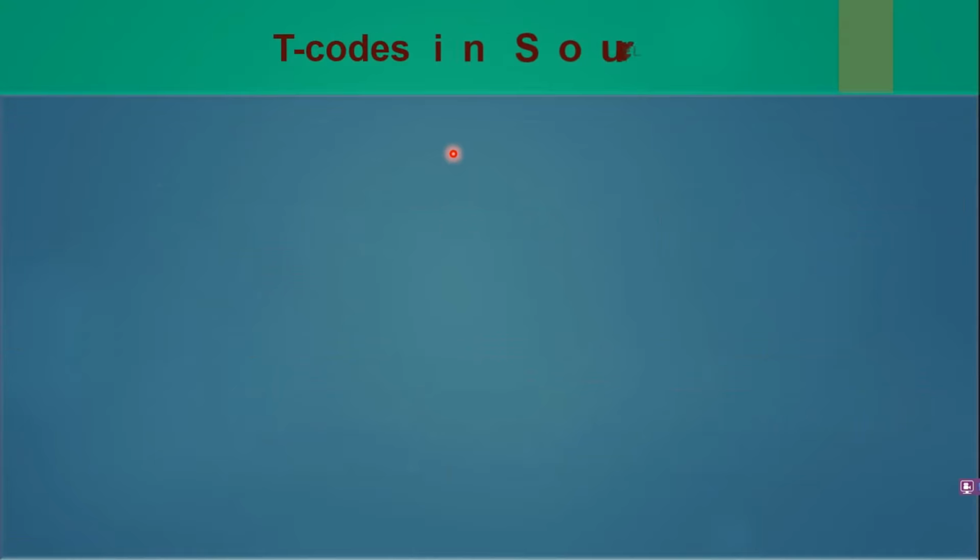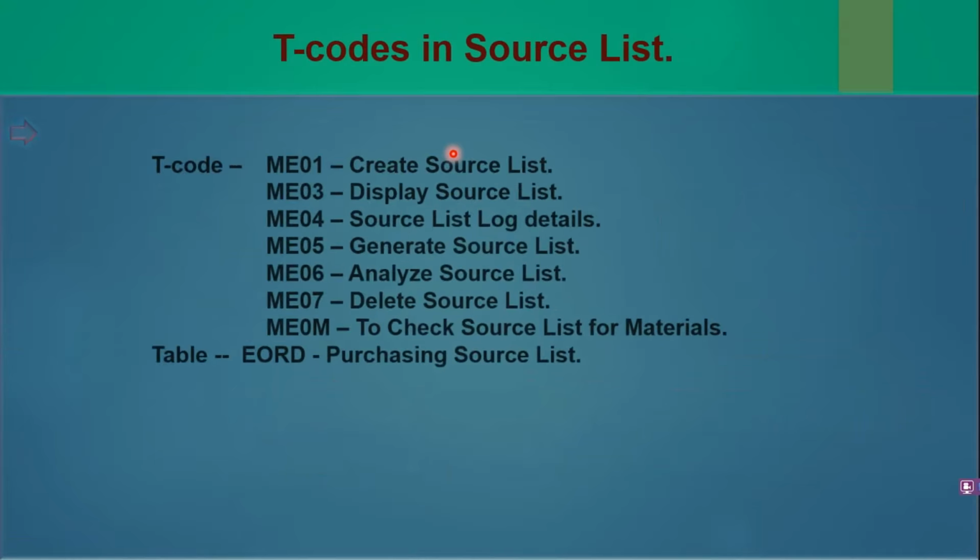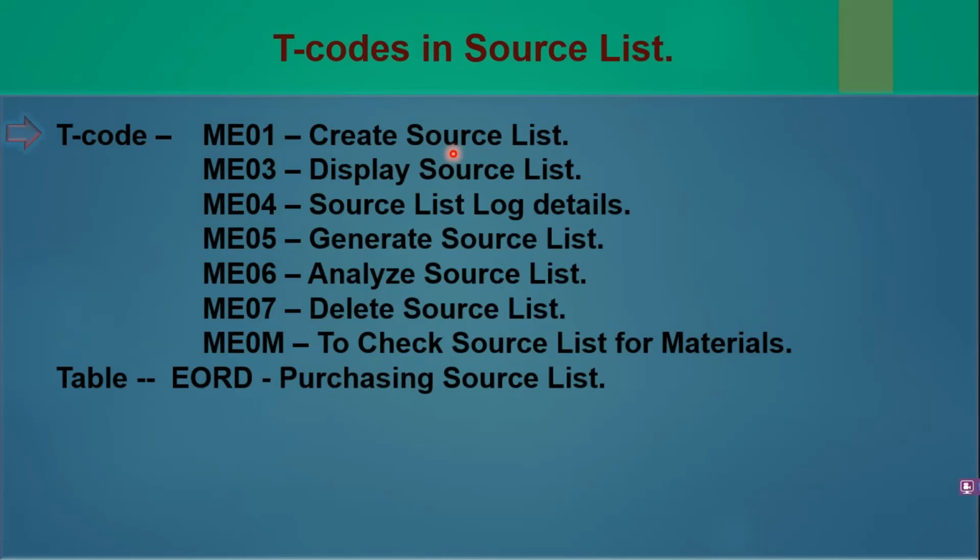Then what are the T codes associated with source list? This is the list of T codes associated with source list. We will see them one by one. Note that there is a T code for source list creation, ME01, but there is no T code ME02 to edit and display, so we can do the same function in ME01 itself. Then ME03 is to display, and these are all the T codes, and this is the table.